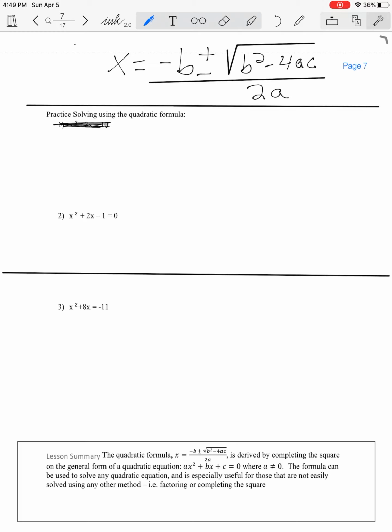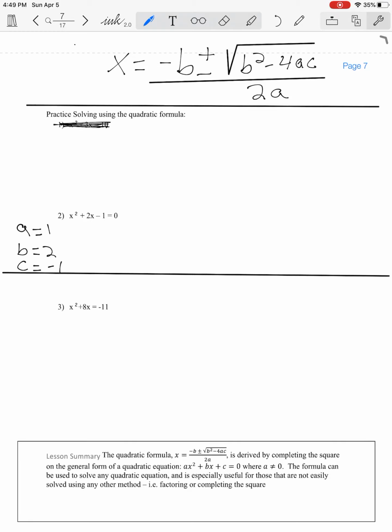So starting with number 2, x squared plus 2x minus 1 equals 0. It is already equal to 0. So what I just want to do here is label. My a is 1, my b is 2, and my c is negative 1. A is the number in front of x squared, b is the number in front of x, and c is the constant, the number which does not have a letter.